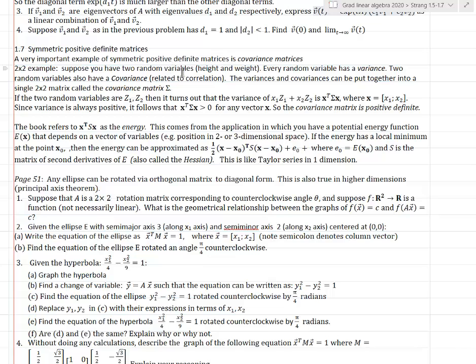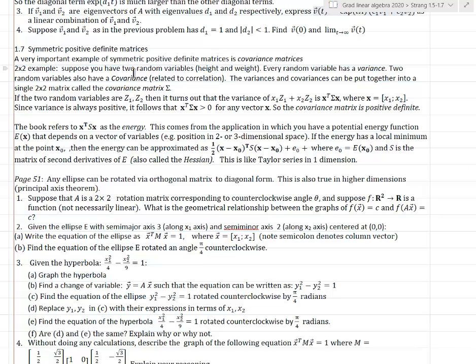Suppose you have two random variables like height and weight. Now, I think you have some idea that these two variables are correlated. The taller people tend to weigh more, so there's something called the correlation. Now every random variable has a variance. You know that also, that there's a variability in height and variability in weight that's related to the standard deviation. In fact, it's the square of the standard deviation.